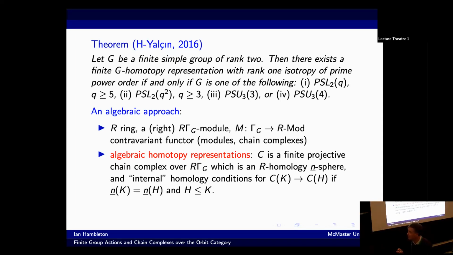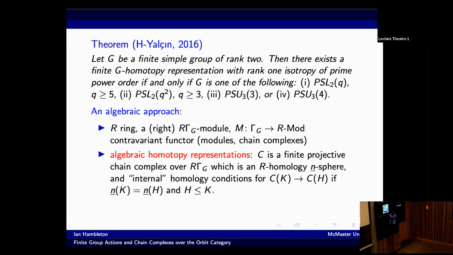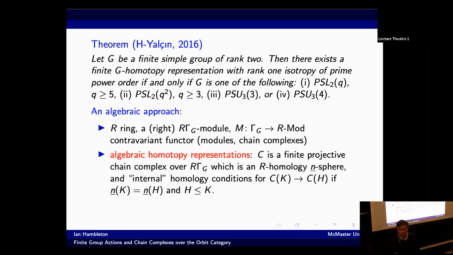So essentially, it's an R homology n sphere, and I've already sort of said what that is. You have a dimension function on this. It's a finite projective chain complex, not necessarily a free complex. There's a nice notion: this category has enough projectives to do resolutions. It's a really nice setting for representation theory, more exactly for integral representation theory when you do Z Gamma G modules.